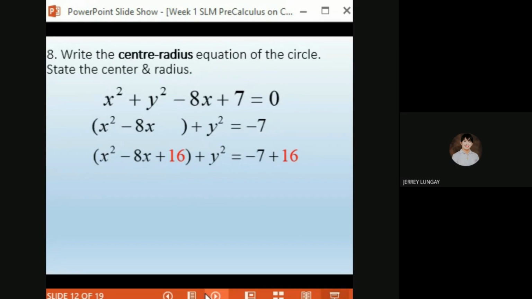What does step number 5 say? Okay, I see. Factor the left and simplify the right. Factor the left and simplify the right. Okay. Is x squared minus 8x plus 16 factorable? Yes or no?